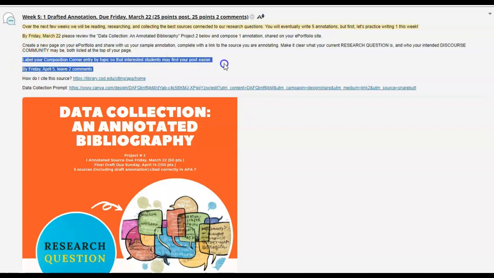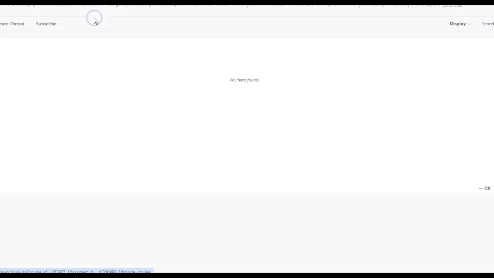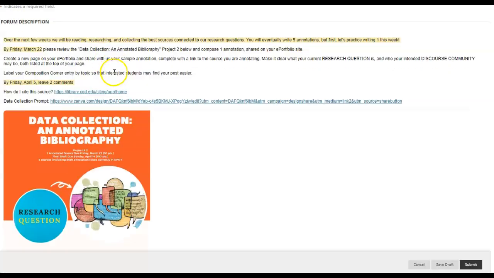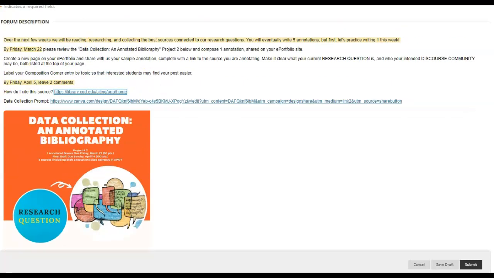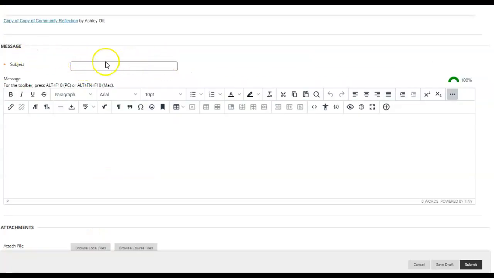I want you to also label your Composition Corner entry by the topic so that interested students may find your post easier. So when you create your thread, please make sure to label it appropriately. The subject here should reflect the topic that you're posting on.